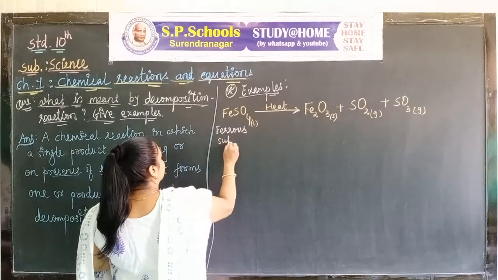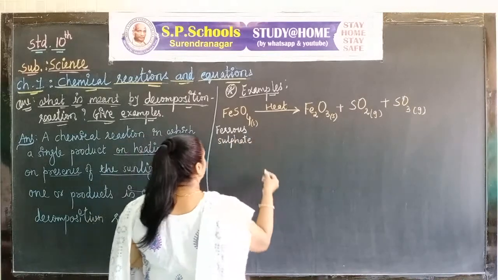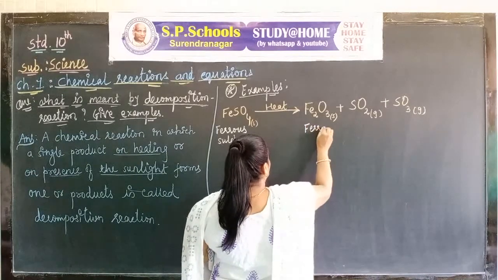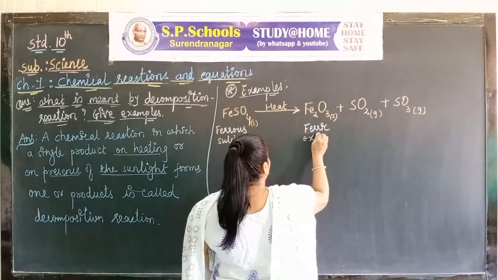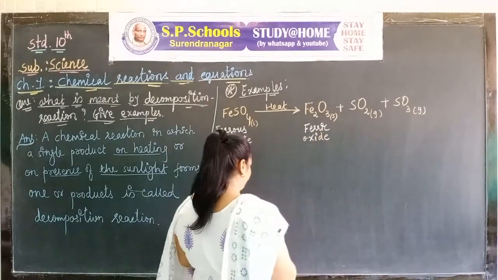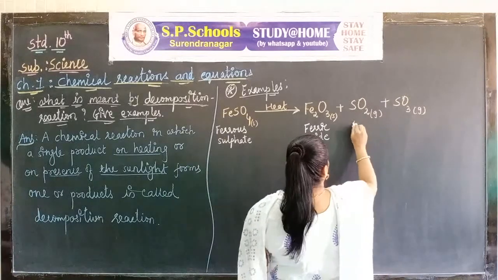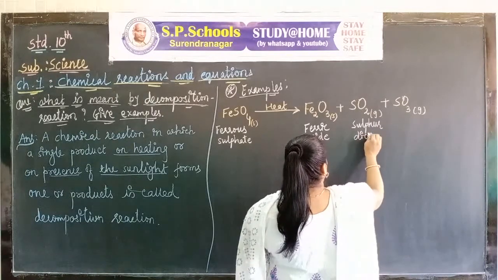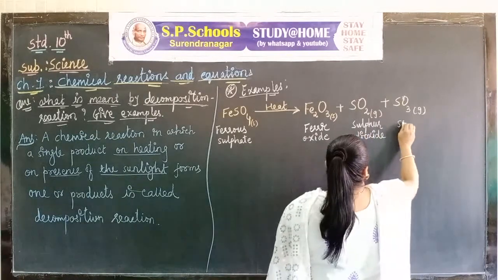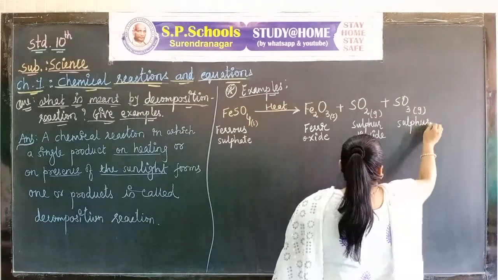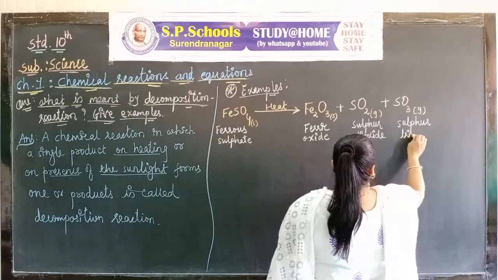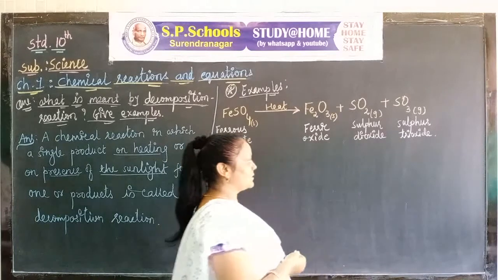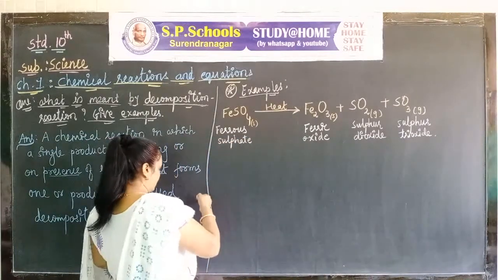Let's write the names: ferrous sulfate, this one is ferric oxide, this is sulfur dioxide, and sulfur trioxide.